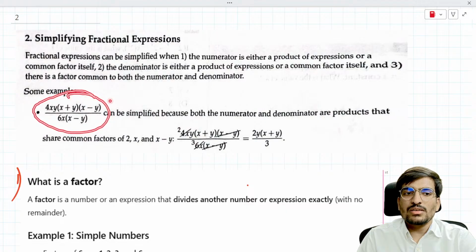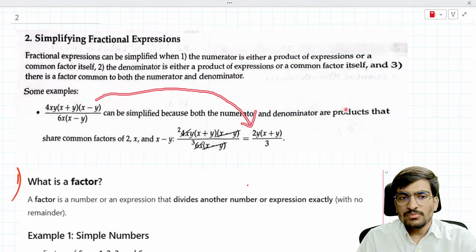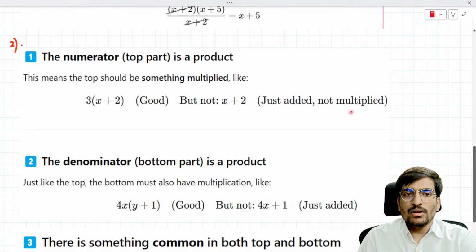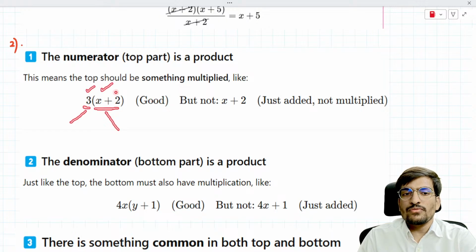You see here, this is a very big fractional expression. We turned it into this format. It becomes small. What we did, point number one: in the numerator there must be a product of expressions. You see this 3 into x plus 2. This is a separate term, this is a separate term. These are the product of terms. Now you see this is one term and this is another term, but they are in product.